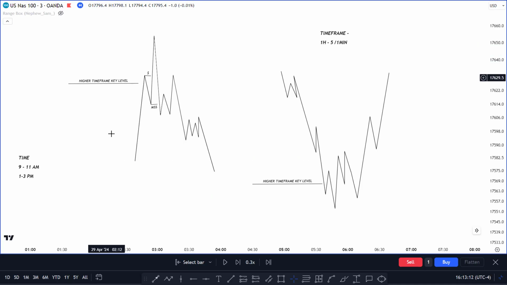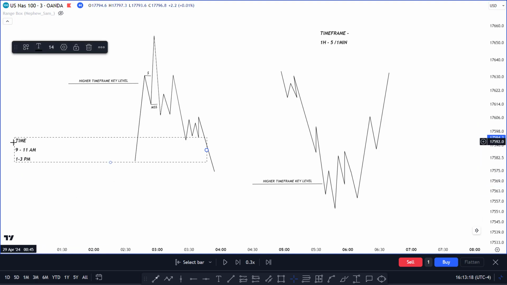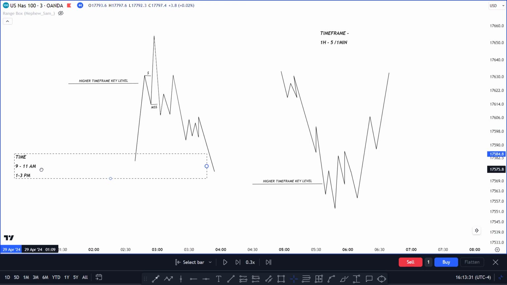Before we go on the live charts, first we'll go over our strategy. The time that we use this strategy is from 9 a.m. to 11 a.m., the New York session time. This is our ICT silver bullet model, and from 1 p.m. to 3 p.m. this is our afternoon model.